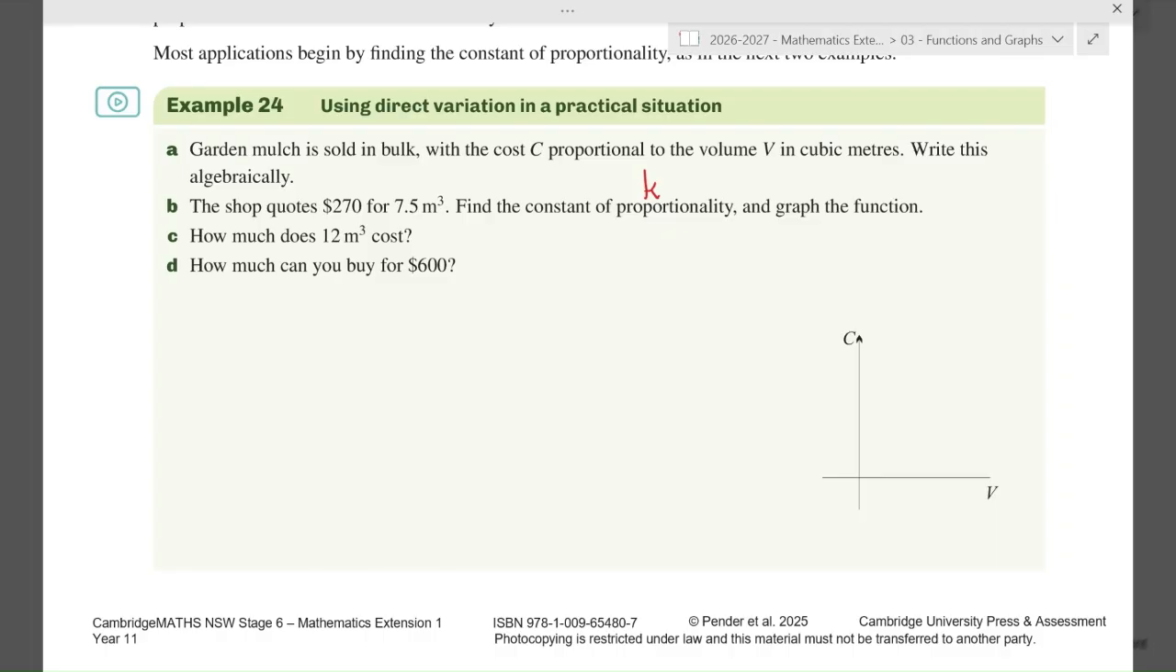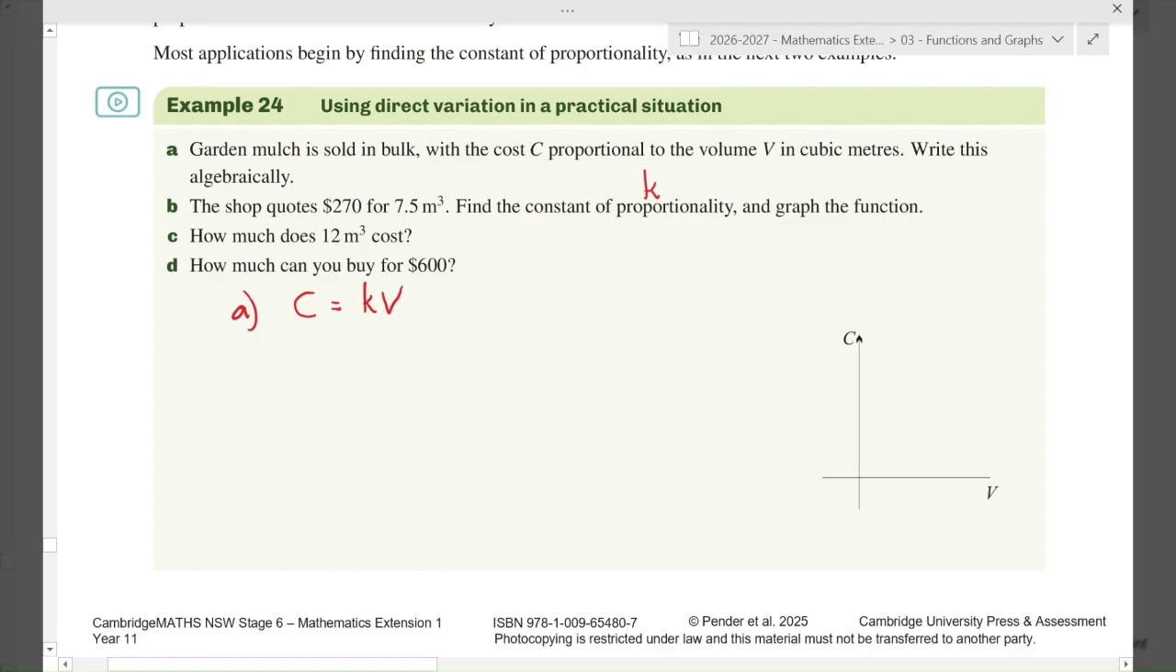We have garden mulch is sold in bulk with the cost proportional to the volume in cubic meters. So what that's saying is our cost is proportional to the volume. So we are multiplying it by some constant of proportionality. And what are we calling the constant of proportionality? Okay, so let's call it K. So you can sort of see what I'm talking about.